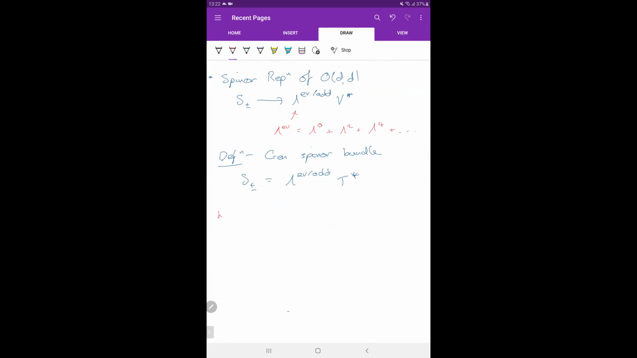Just a little warning. This is actually an ODD cross R plus bundle. So here we really need that R plus factor to define these properly. Often this is ignored in papers, but really you do need the R plus factor here to define this properly.